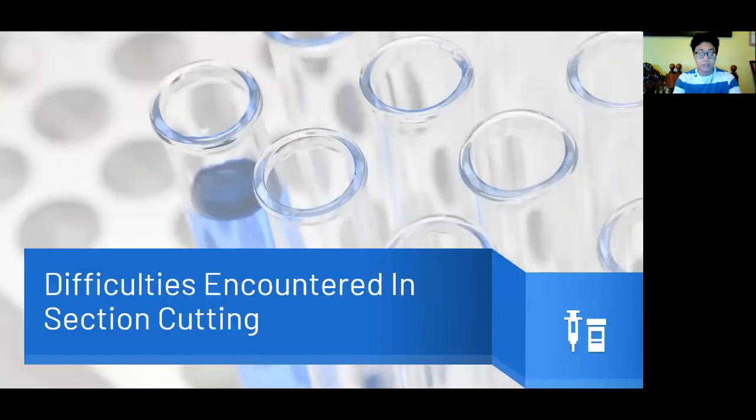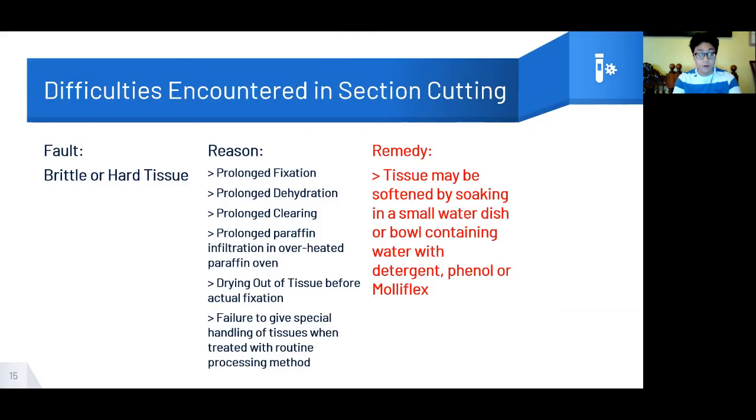Difficulties encountered in section cutting. First is brittle or hard tissue. Reasons are prolonged fixation, prolonged dehydration, prolonged clearing, prolonged paraffin infiltration in an overheated paraffin oven, drying out of tissue before actual fixation, and failure to give special handling of tissues when treated with routine processing method. The remedy for this is that tissues may be softened by soaking in a small water dish or bowl containing water with detergent, phenol, or Mollifex.